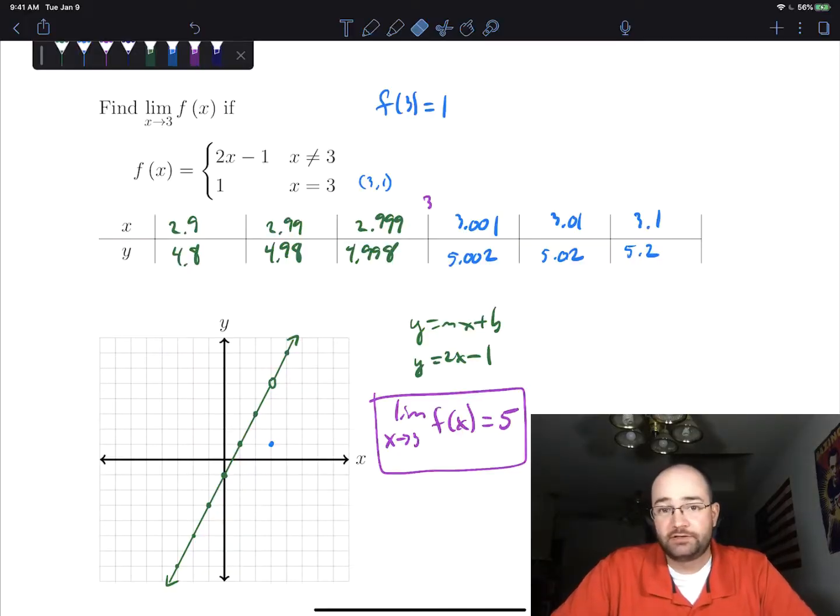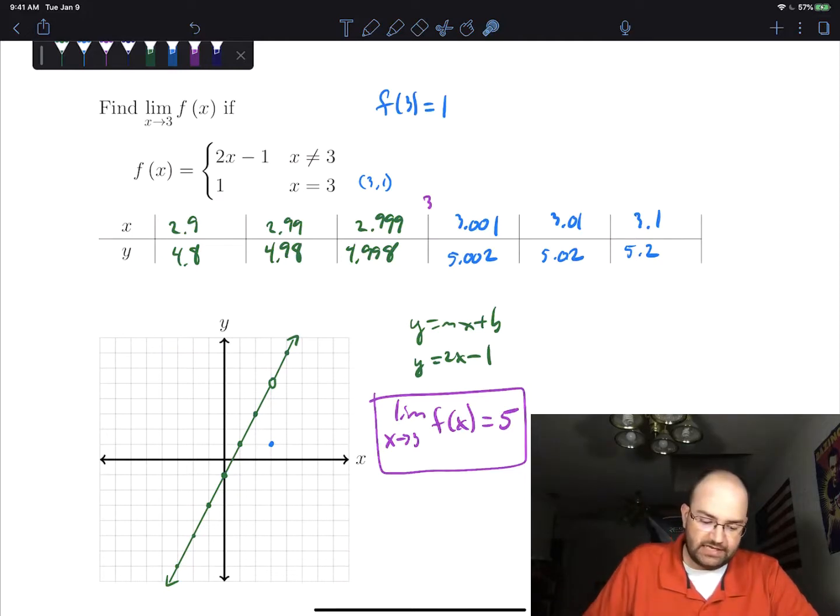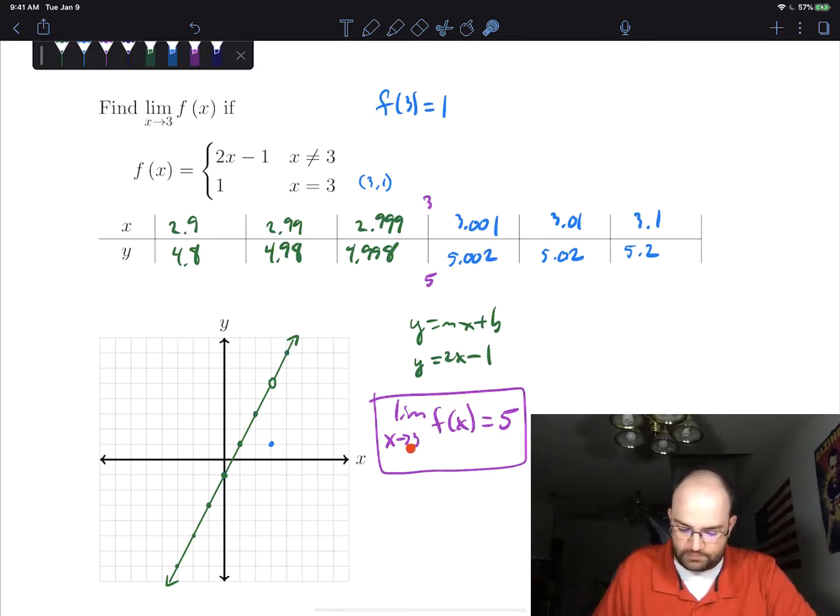Okay, welcome back to the notes. In the notes, we see that as x approaches 3 from the left, it's approaching the number 5. And as x approaches 3 from the right, it's also approaching the number 5. Therefore, the limit as x approaches 3 of the function f of x is equal to 5.